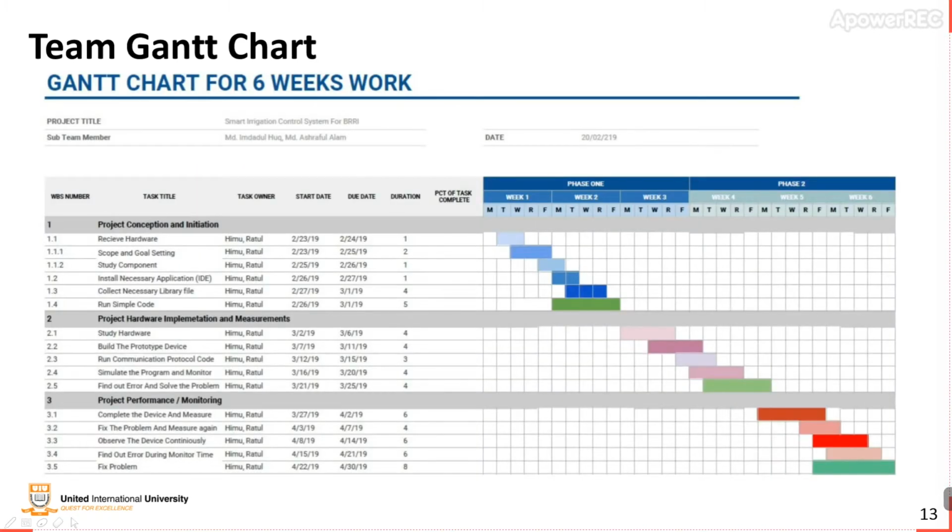Now I am going to tell you about the Gantt chart of our project. This Gantt chart provides a graphical representation of the schedule that helps to plan, coordinate, and track a specific task in the project.